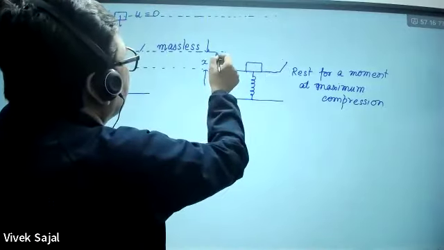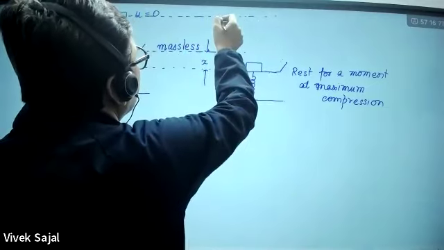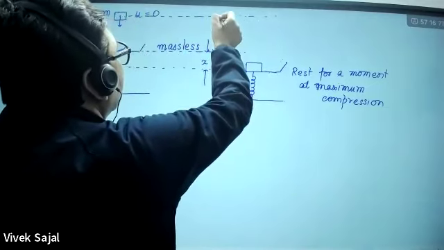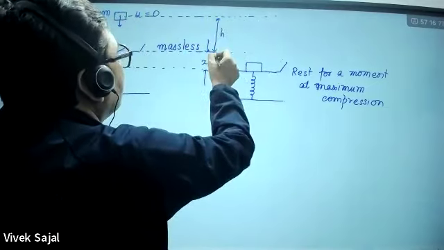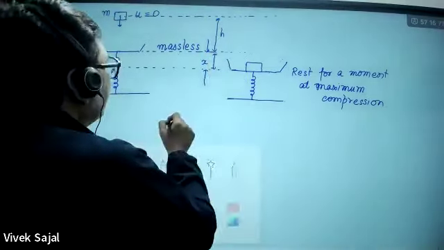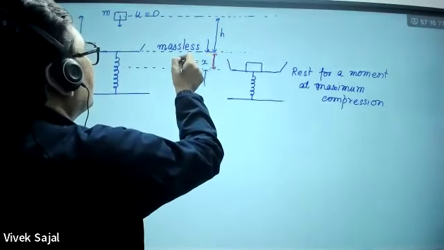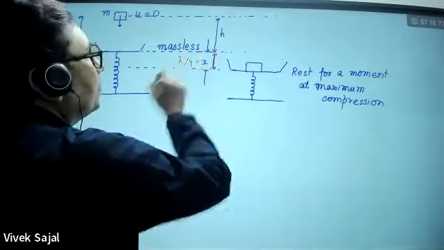So try to understand, initially this was the position. And how much this compression is given, try to understand. They have given us that this is H, and this is H by 4. So how much is this x? This x is H by 4.